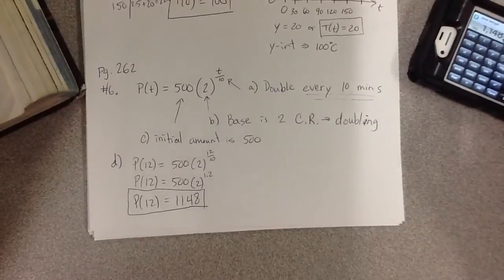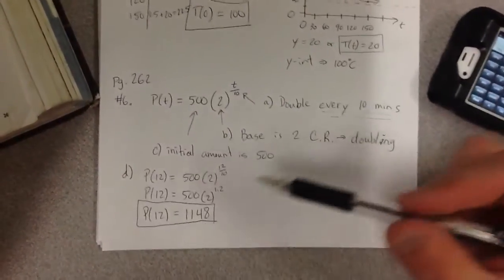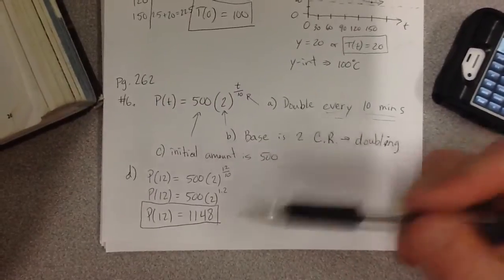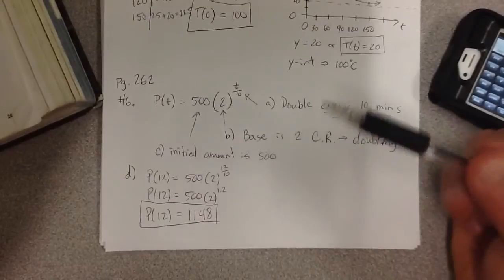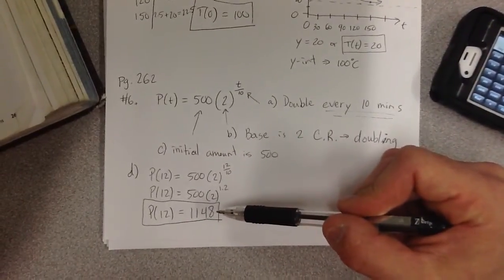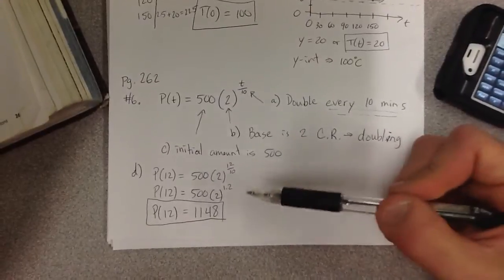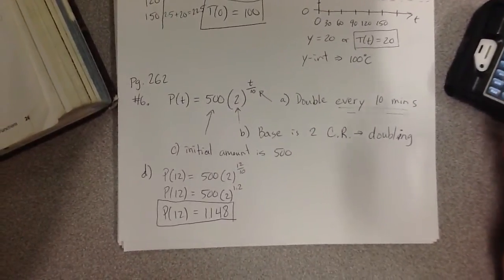Now it's actually 1,148.6, but you can't round up because it hasn't become a full bacteria yet. So you only have that much bacteria and one on the way. Don't round up, round down, because this is not a money question. This is how many bacteria there are.